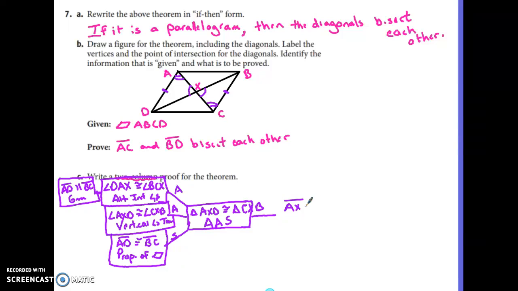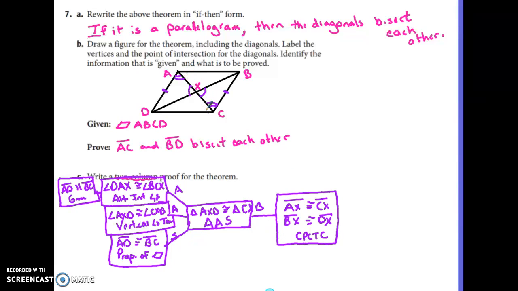So AX is congruent to CX, and then BX is congruent to DX. I know that's two things, but we're just going to put them all in the same box. That way we can save a little space. Okay, so that is the fabulous corresponding parts of congruent triangles. So therefore they are congruent.